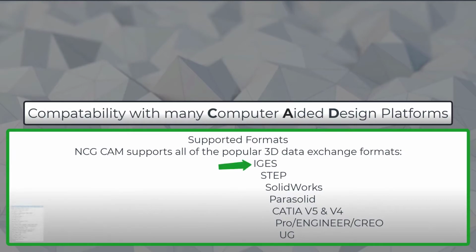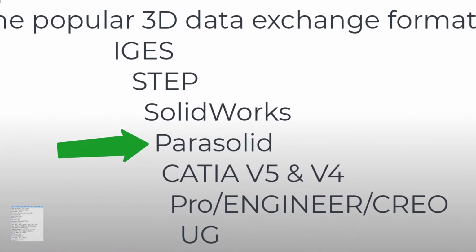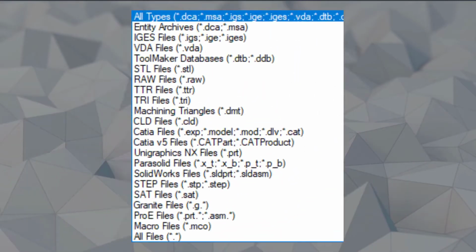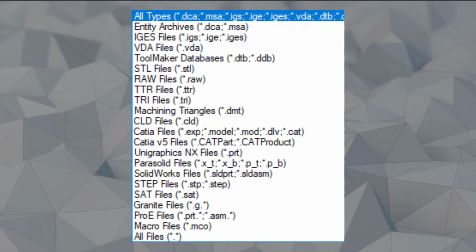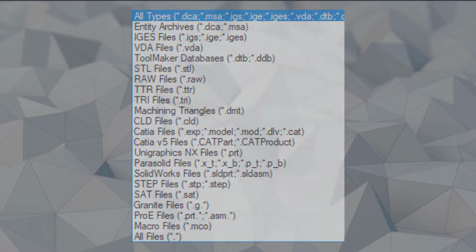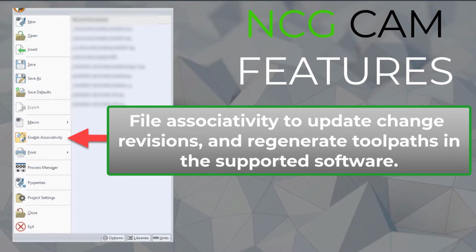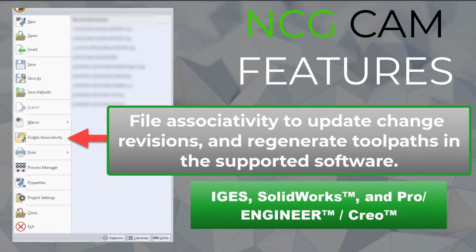NCG CAM is compatible with and supports all the favorite flavors of computer-aided design 3D data files, triangle files, surface files, solid models, and more. NCG CAM features file associativity to update change revisions and regenerate toolpaths with supported software.